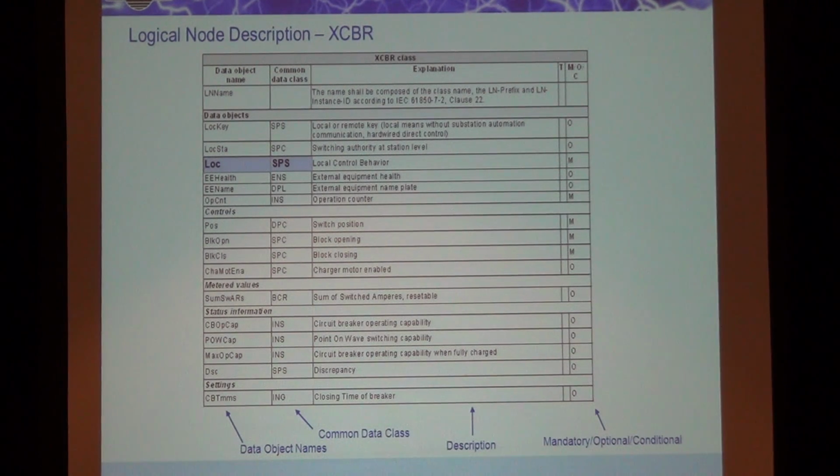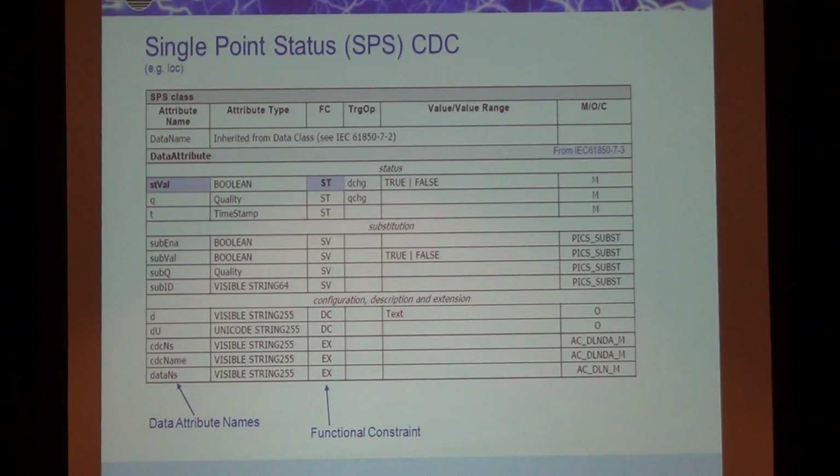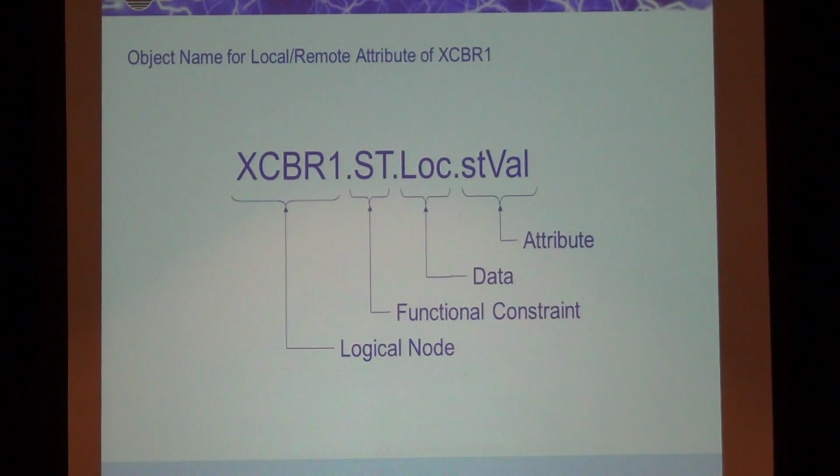So what we're going to do now is we're going to say, well, what if I want to know what the object name is of this object here, the LOC, the local control mode of this circuit breaker? So what I need is this definition here to tell me the attribute name and then the single point status, which is here, where we saw for an SPS, the single point status is called status value, and it's in the ST functional constraint. So the object name is XCBR status local status value.